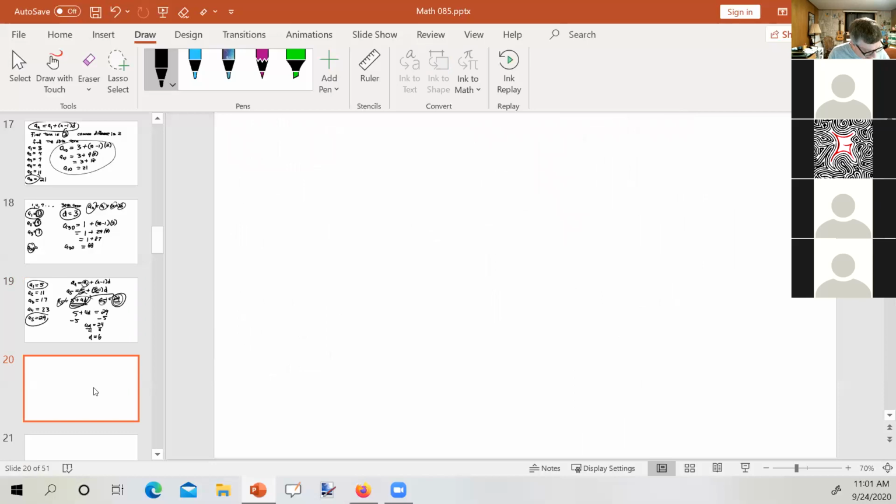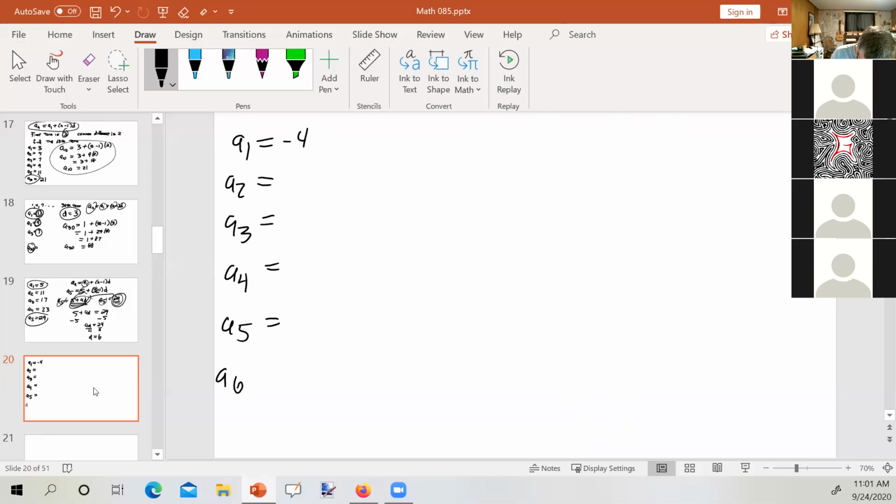It says find the first 5 terms with the following properties. The first term is -4, the sixth term is -39. So a sub 1 is -4, and a sub 6 is -39. And it says to find the first 5 terms. So I need to find 2, 3, 4, and 5. Okay? So I'm going to use the formula a sub n equals a sub 1 plus the quantity n minus 1 times d.